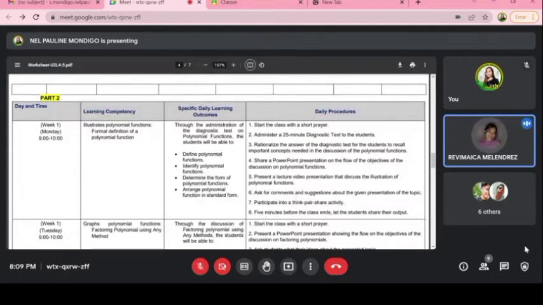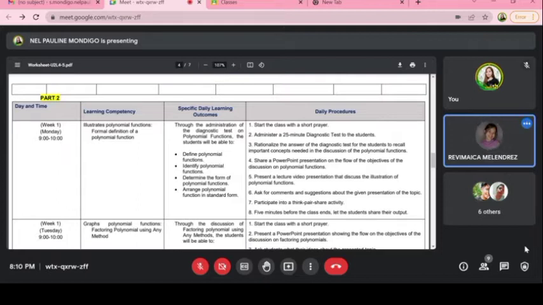For the daily procedures of that learning competency, start the class with a short prayer. Next is administer a 25-minute diagnostic test to the students. Next is rationalize the answers of the diagnostic test for the students to recall important concepts needed in the discussion of the polynomial functions.